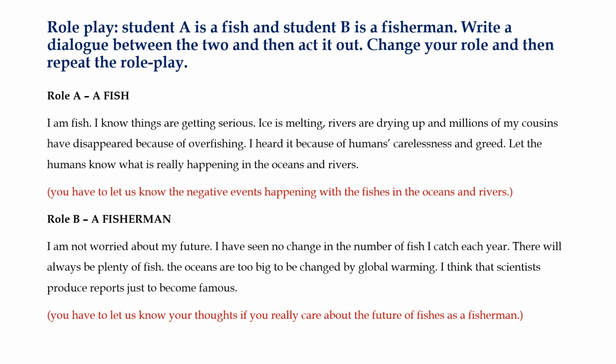So it's time for homework. So, well, your homework is to do a role play. And for doing this role play, first of all, you have to write a dialogue between a fish and a fisherman. Then, one of you will play the role of a fish, and you can assign the role of a fisherman to your brother or sister. So, as a fish, you have to let us know the negative events happening with the fishes in the oceans and rivers. And as a fisherman, you have to let us know your thoughts if you really care about the future of fishes as a fisherman.